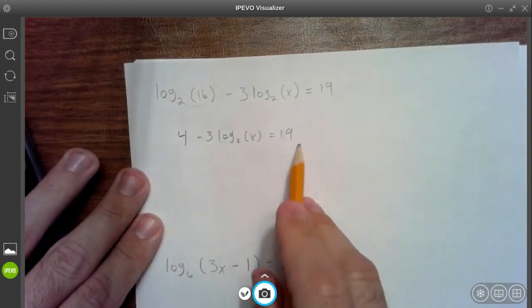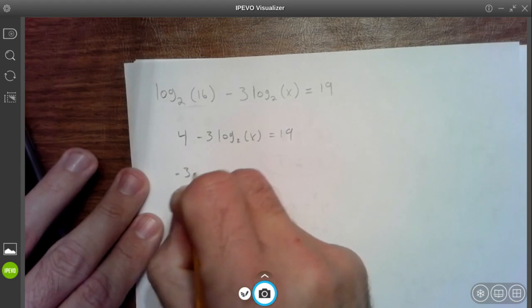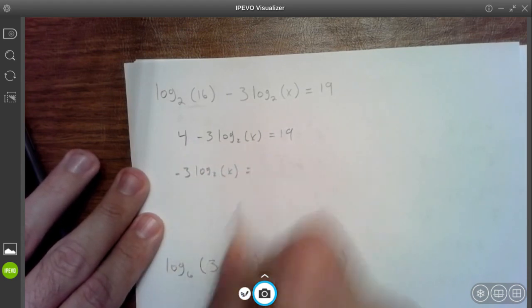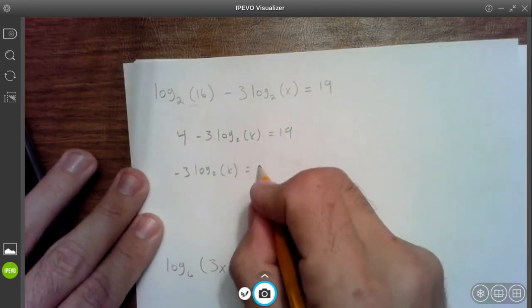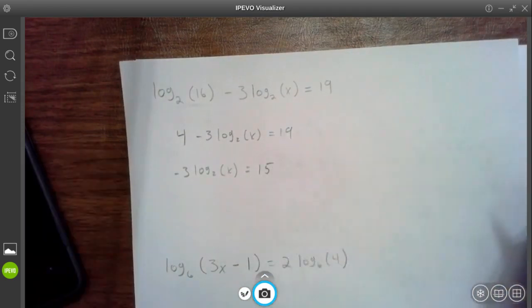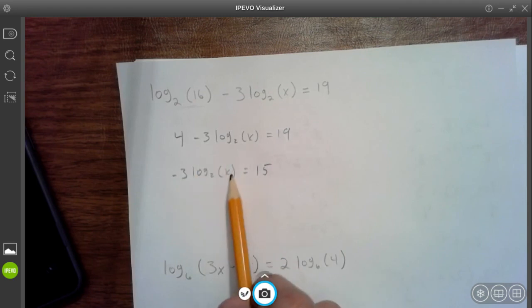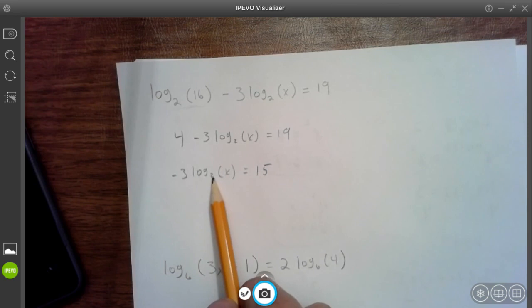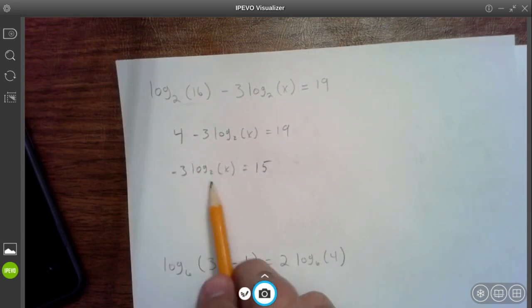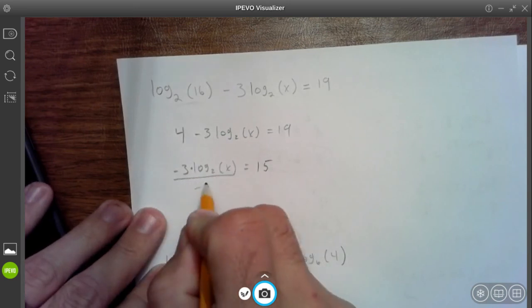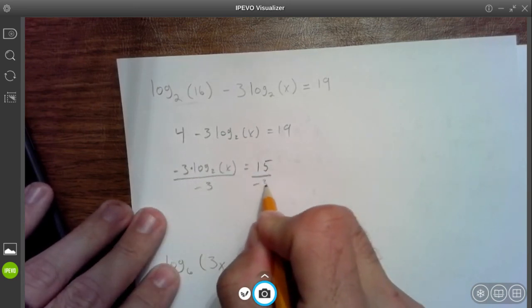We'll subtract 4 from both sides. We get negative 3 log base 2 of x is equal to 15. Now I could take this negative 3 on the outside and put it back in the parentheses as an exponent, and then exponentiate it. But I'm just going to divide by negative 3, because this negative 3 is connected by multiplication. So I'm just going to divide to get rid of it.